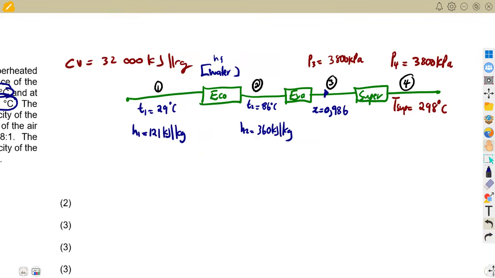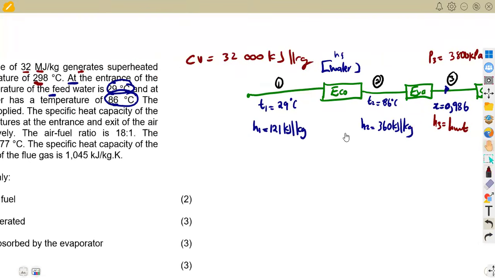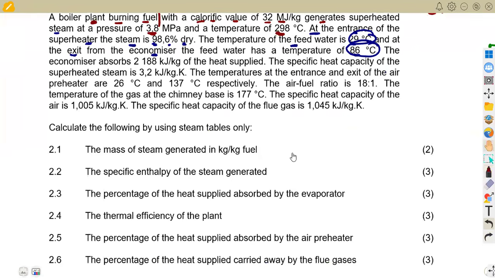So we can find H3, but I'm not going to talk about this now. H3 is after the evaporator, where we are given the dryness fraction, so it means the steam is wet. Then H4 represents H sup, in this case for the superheated steam. We're going to talk about that if we need it. Let us just fill in. Everything is clear there.